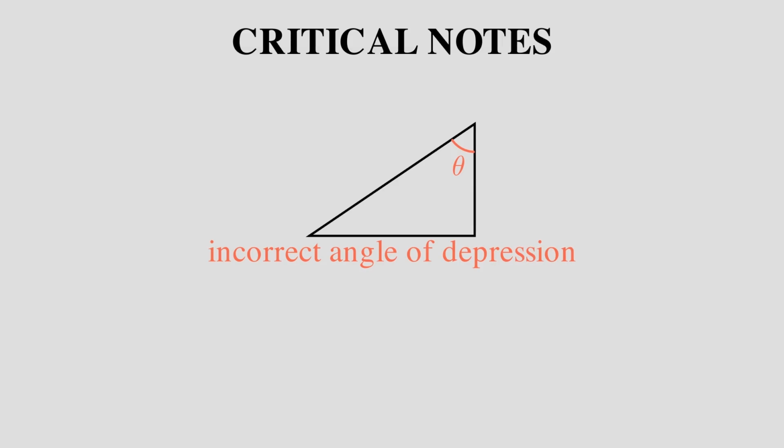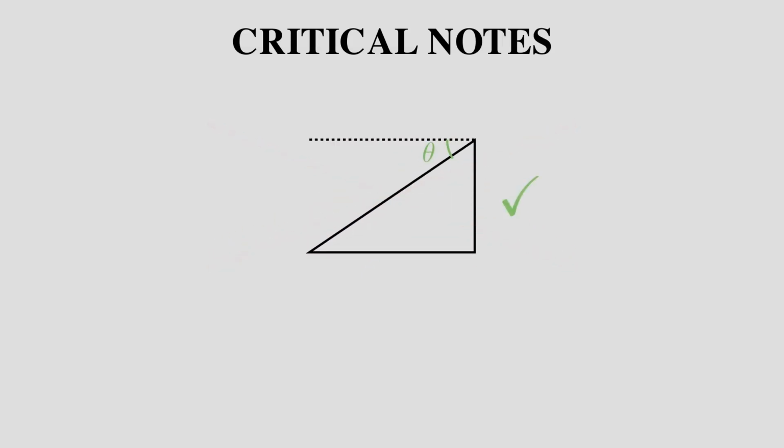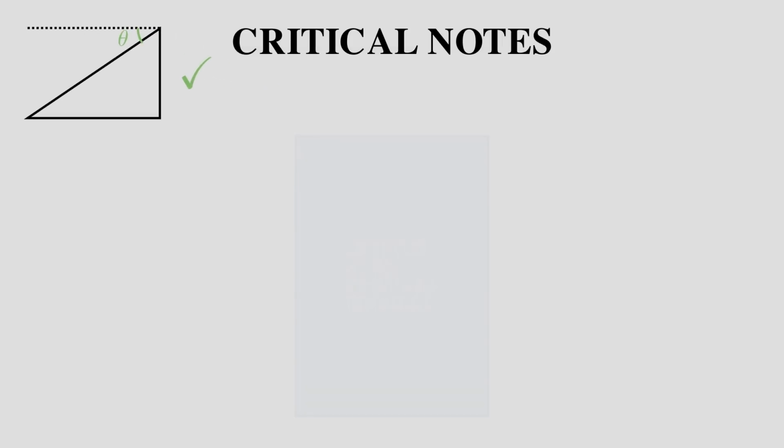Before we solve our main challenge, let's review some critical points. First, always draw a diagram and correctly place the angles. The most frequent error is misplacing the angle of depression. Remember, it is always measured from the horizontal line downward.